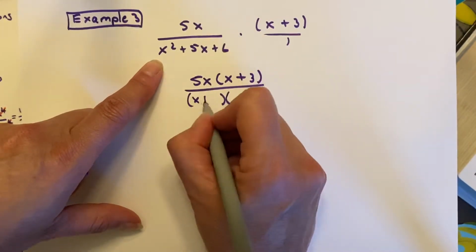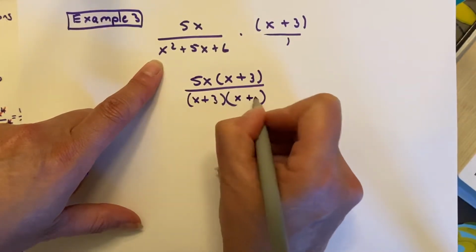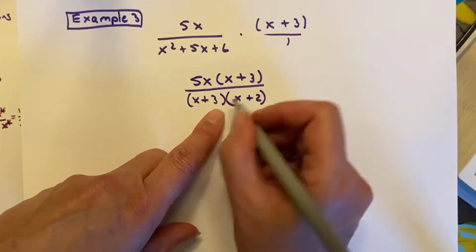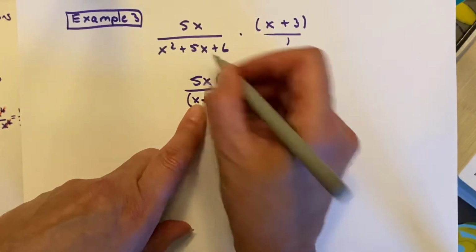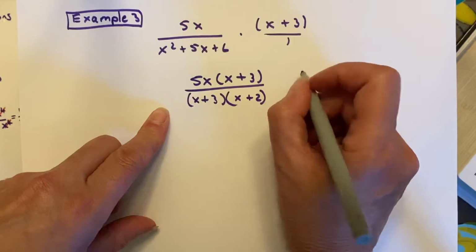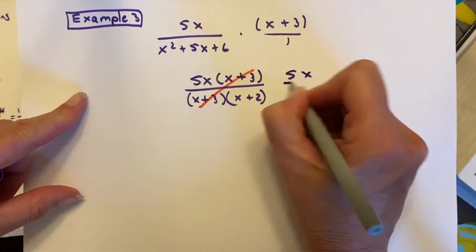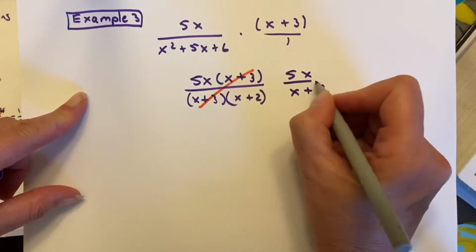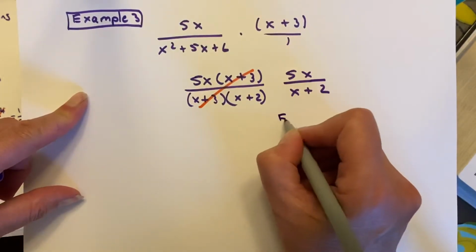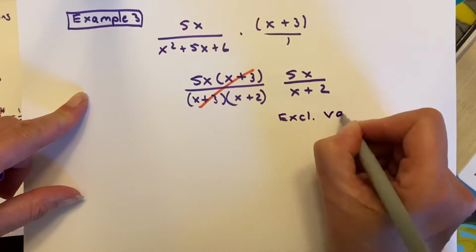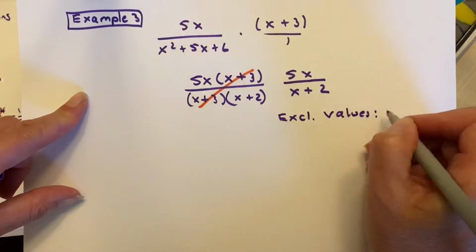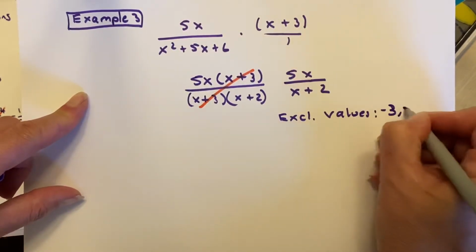Well, this looks like it can be x plus 3 times x plus 2, right? 3 times 2 is 6, and 3x plus 2x is 5x. And I can see that there is some canceling I can do right away. I can cancel the x plus 3's. And when I do, I end up with 5x over x plus 2. But do not forget to list also your excluded values, which are -3 and -2.